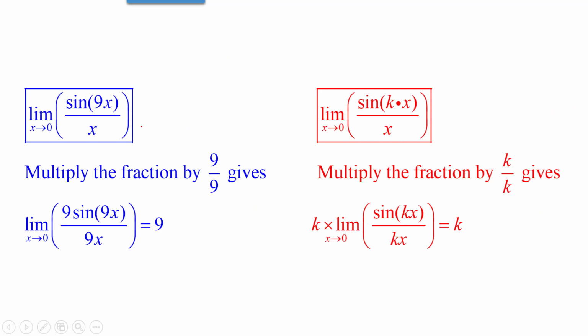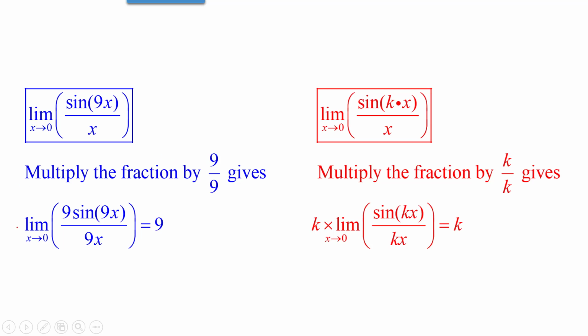If we were to determine the value for this particular limit, which is sine of 9x divided by x, the trick is to multiply the numerator and the denominator by 9 over 9, and then I can take that 9 outside as a constant, and I'll show you that comes in the rules for determining the limits.